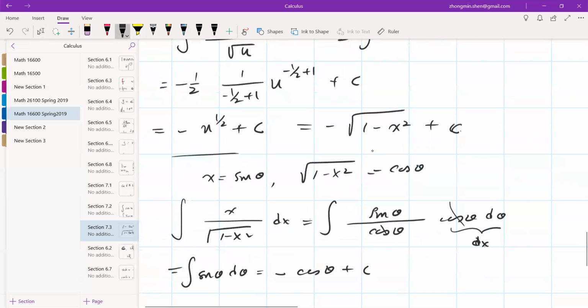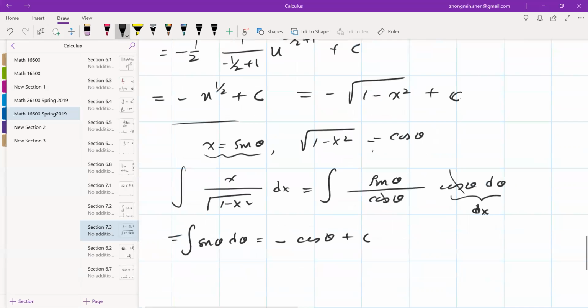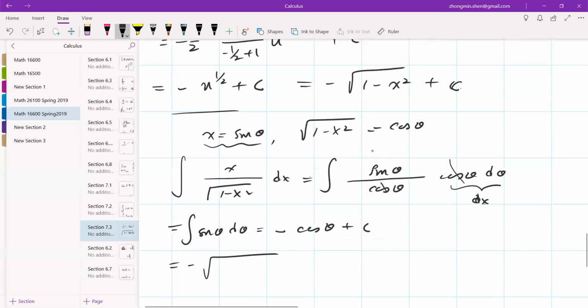And what is negative cosine theta? You already have x equals sine theta, right? So it still works. It's the square root of 1 minus sine squared theta plus constant. So we can solve the same problem. And that's also typical trigonometric substitution. So there are multiple substitutions you can choose sometimes, okay?